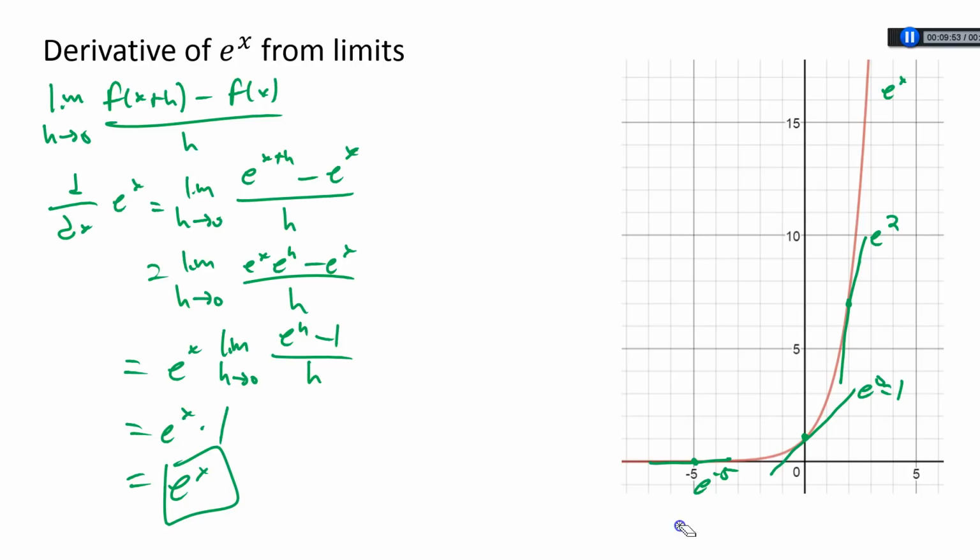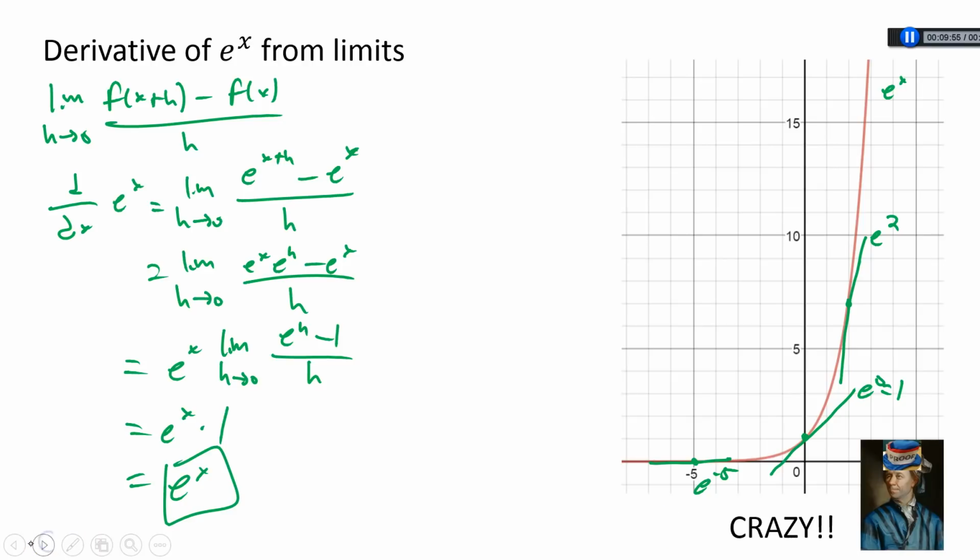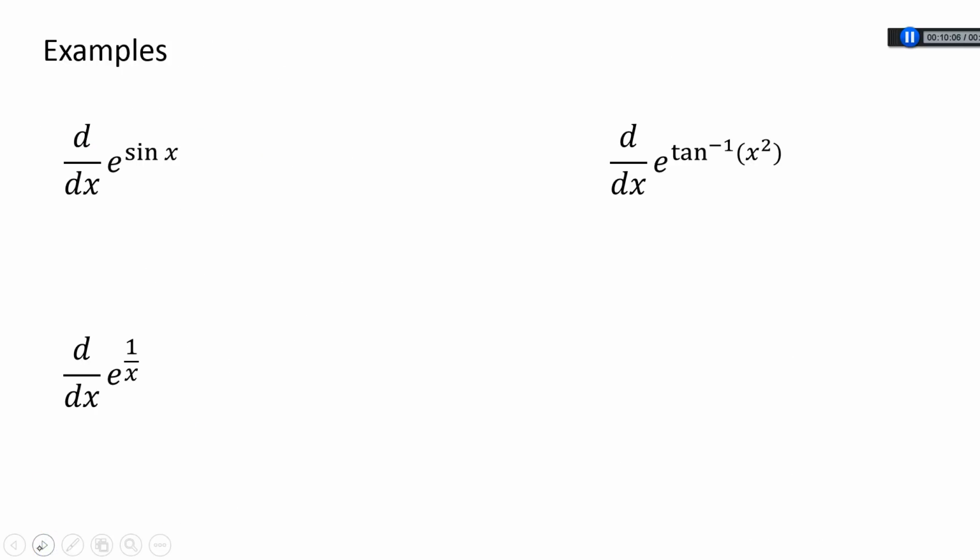That is like the coolest thing ever, and I think someone else agrees. Crazy. Look at how crazy that is, right? So the y value of the graph is equal to the slope at any point. That is awesome. I love it. So let's see if we can do some problems with that.